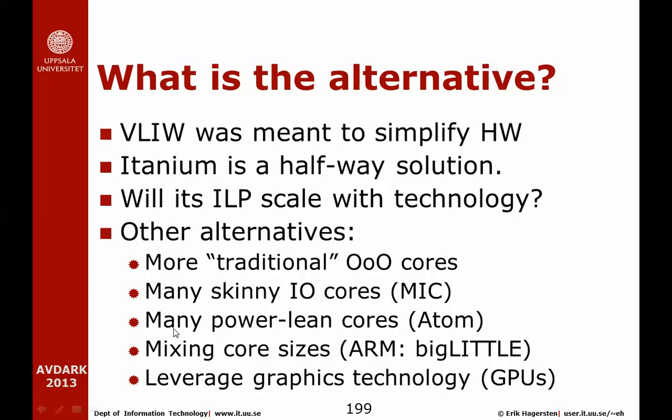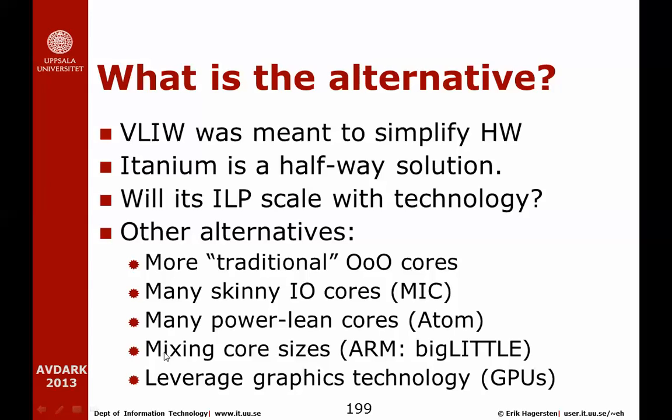Or Intel is coming out with a new very power lean technology, a follow-on to their Atom processor, which is slightly out of order, with a reorder buffer of 32, and very, very power lean. Does it make sense to have 60 or 120 of those on a chip?